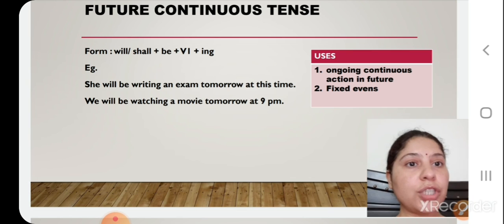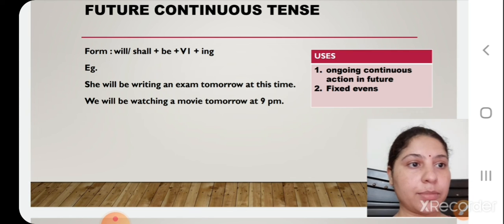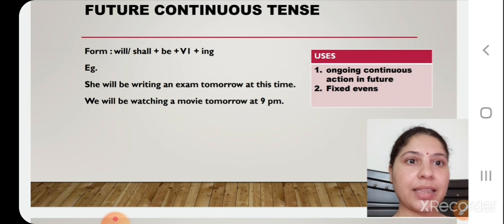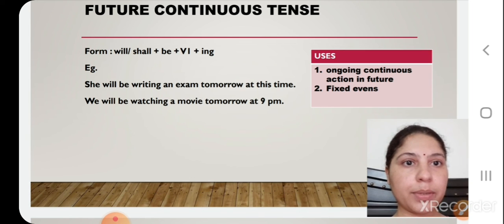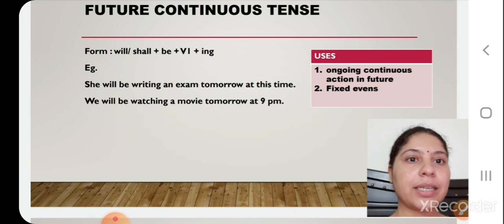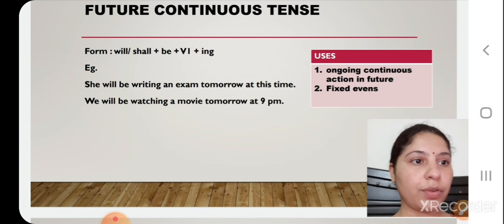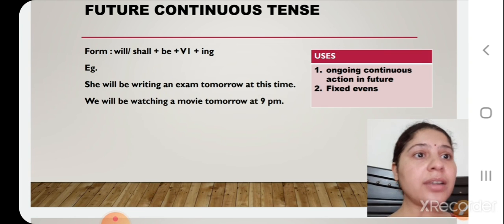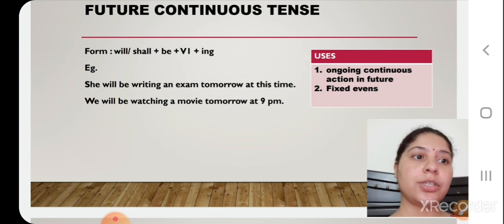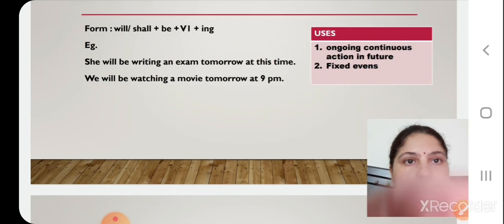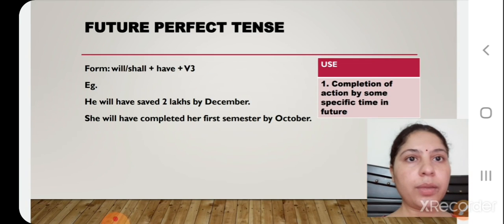We will be watching a movie tomorrow at 9 p.m. So that is the plan. That is a fixed event, you can say. That is a plan made by a few people that tomorrow at 9 p.m. they all will gather and they'll be watching a movie. So in the future, some action will be continuing. For that we use future continuous tense. Now we move to future perfect tense.